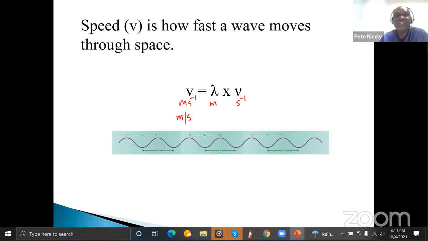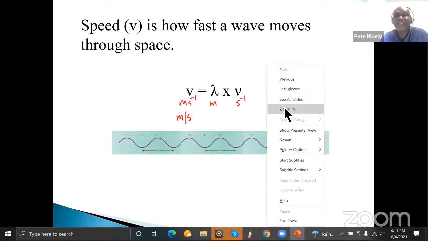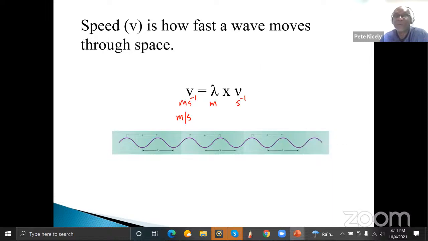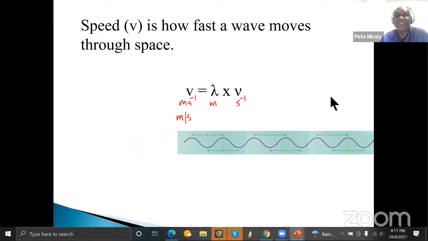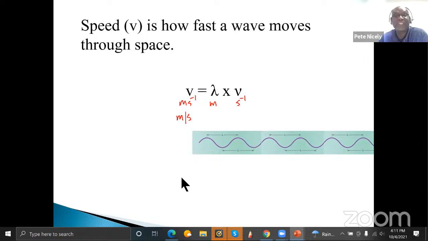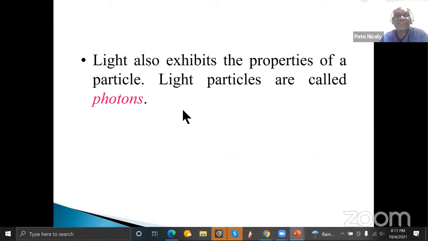So that's the relationship between the wavelength, the frequency, and the speed of a wave, all right? Okay, so that's basically the three characteristics that you need to know about a wave. And there's actually a fourth characteristic, which we won't get into. It has to do with the amplitude, which is related to the intensity of the particular radiation, but we won't get into that. So let's talk about another aspect of radiation.